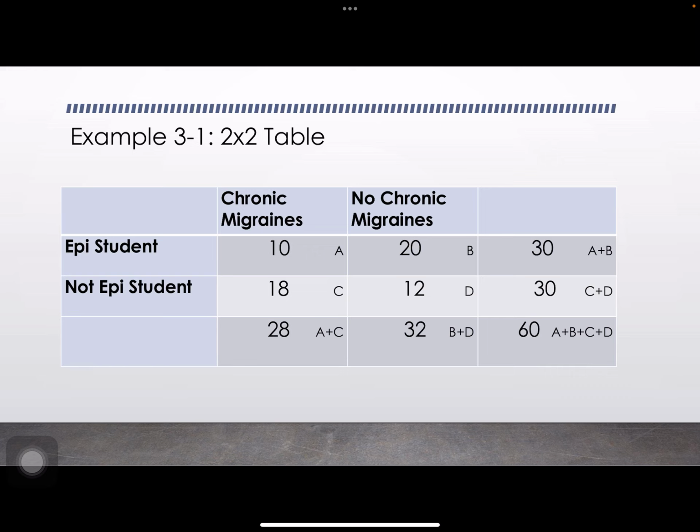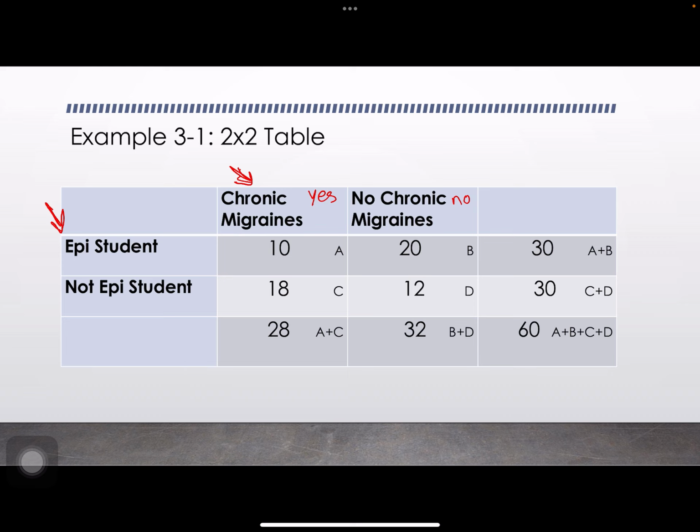So if your 2x2 table turned out like this one, then you're in good shape. We have our exposure, being an epi student, over here. Our outcome, chronic migraines, at the top. And remember, whether they have it has to come before them not having it.